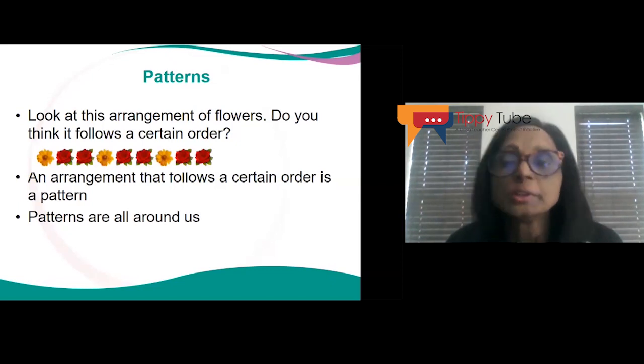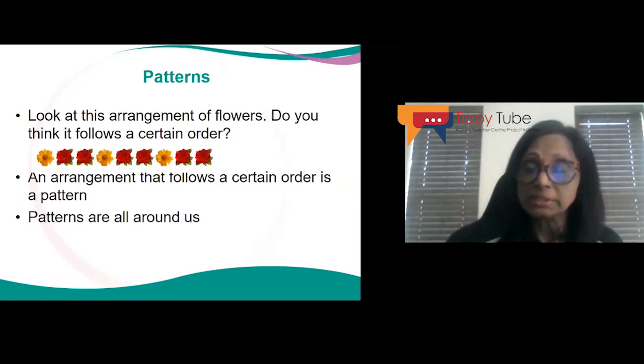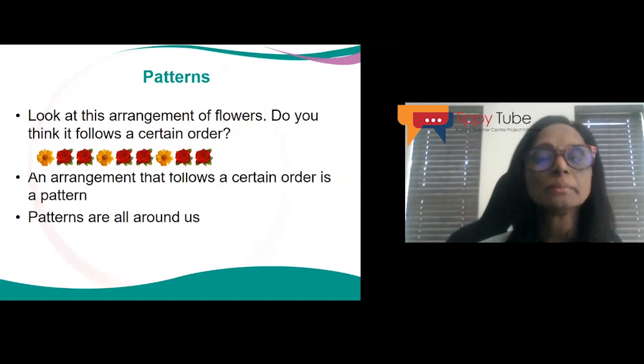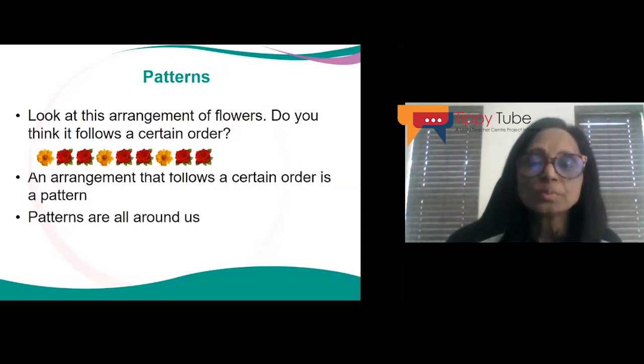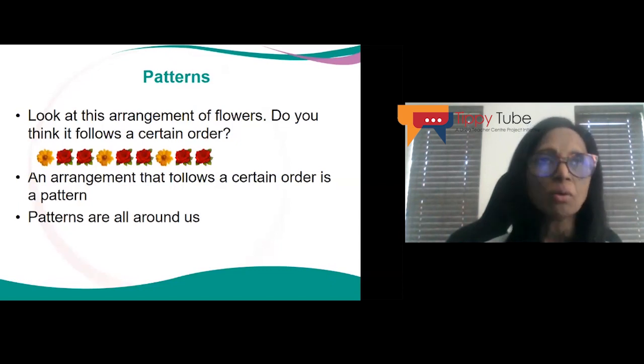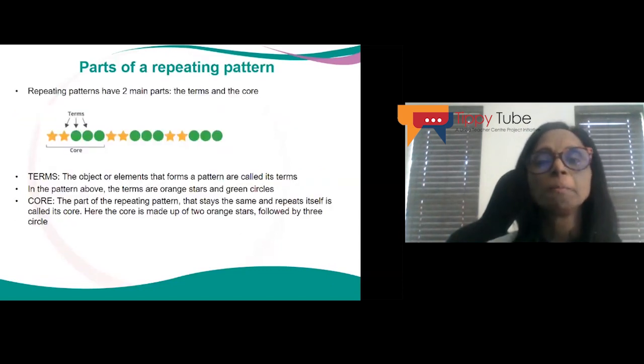Look at this arrangement of flowers. Do you think it follows a certain order? One yellow flower, two reds, one yellow, two reds, one yellow, two reds. An arrangement that follows a certain order is called a pattern. Patterns are all around us.